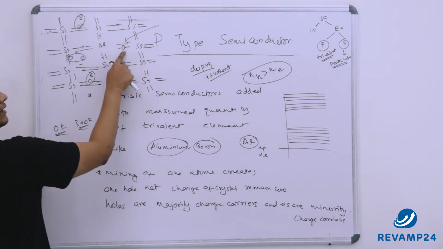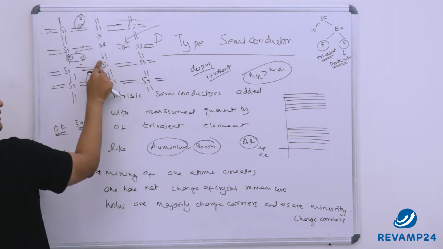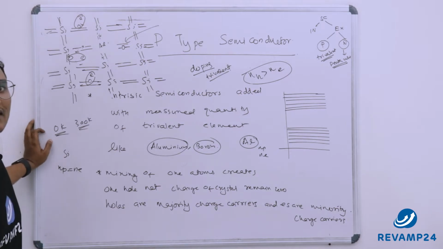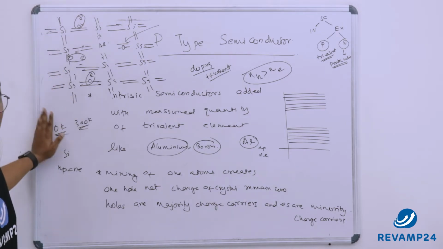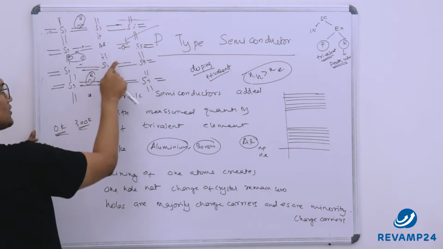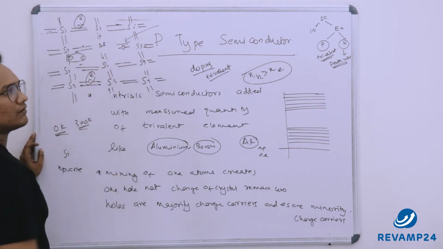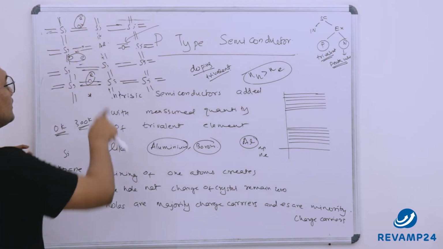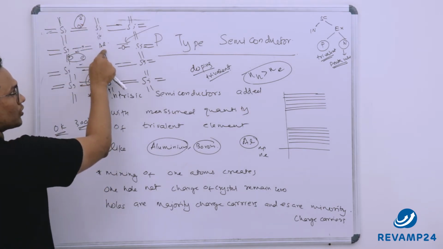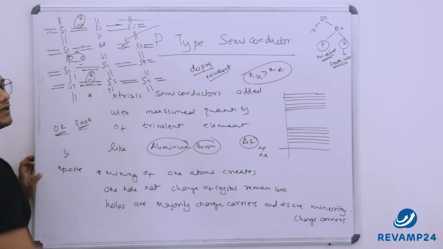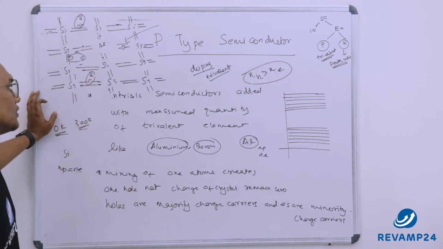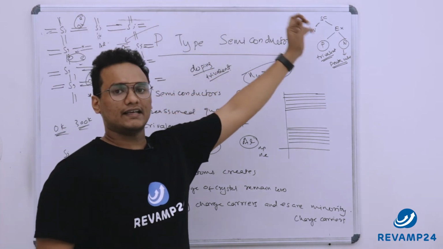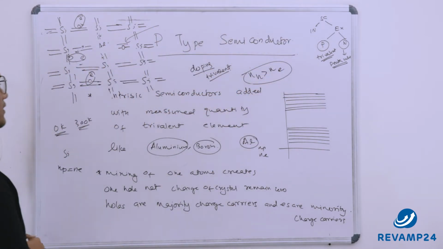But if it has got only 3 electrons in the valency, which means the number of protons inside the aluminum nucleus is less. Okay, if it had 5 electrons in the valency, then that will have more protons in the nucleus to make the net charge neutral. Okay, so the net charge of intrinsic semiconductor and extrinsic semiconductor are neutral.